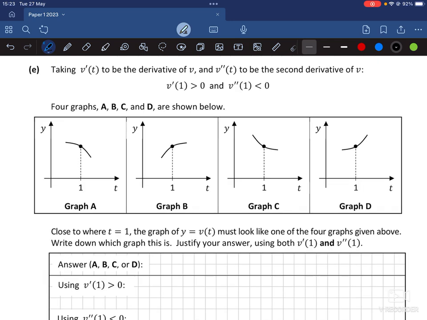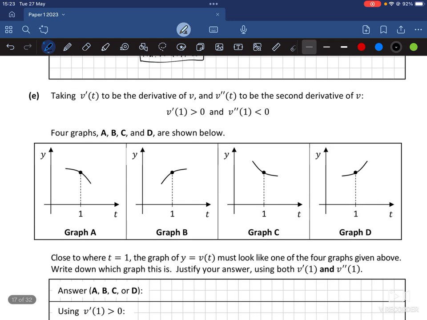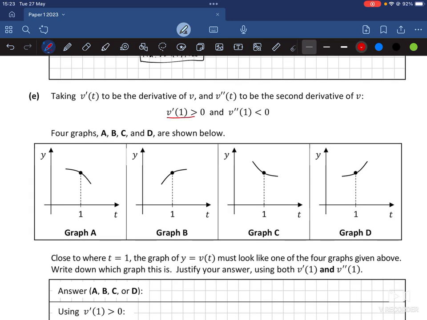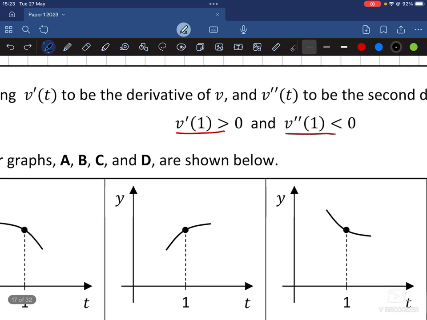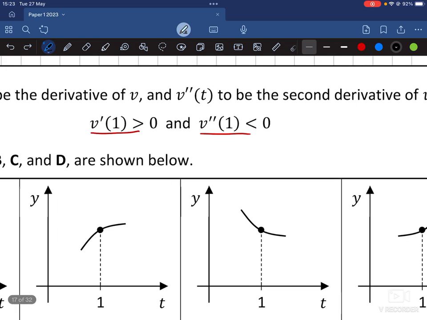It's a bit bad, but we're given 2 pieces of information. We're told that the derivative is positive, and we're told that the second derivative is negative. So if the first derivative is positive, that means the function is increasing, okay? So that means it's getting bigger. So there's 2 ways that can happen.